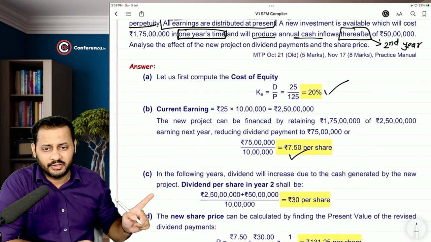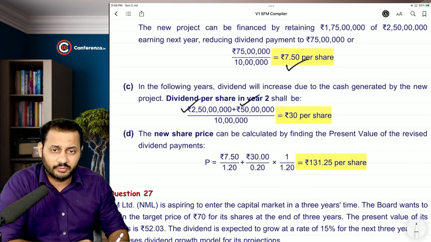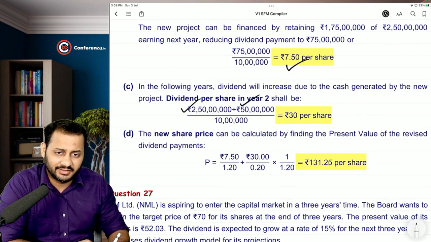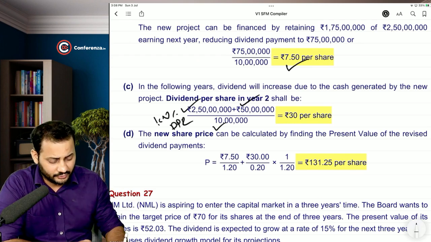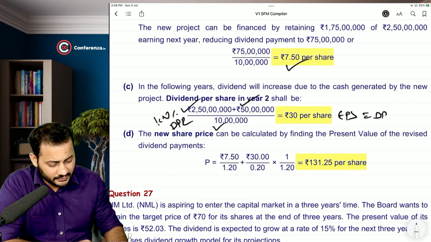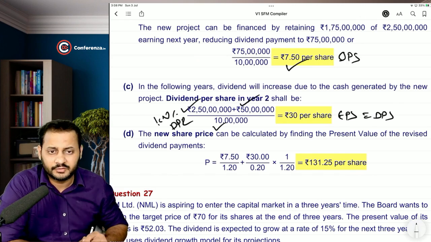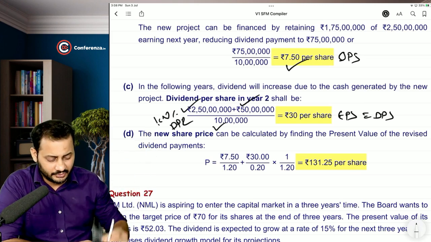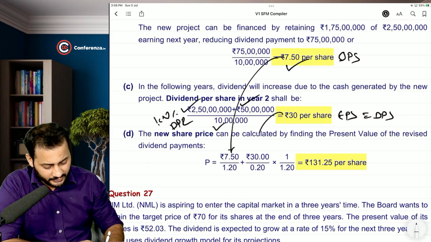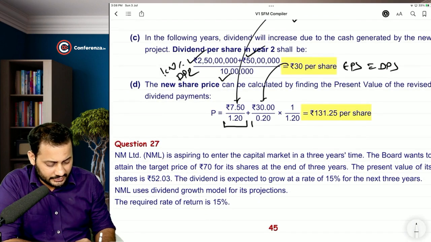Then from the second year onwards, you will be earning 250 lakhs as usual and 50 lakhs from the new project. So the total earning will be 300 lakhs, distributed because you are following 100% dividend payout ratio. So you will be distributing the entire earnings. So EPS will be 30 and DPS will also be 30. In the first year, DPS will be 7.5. So from second year onwards, DPS will be 30 per share. So you will take 7.5, you will take 30. This is the first part and this is the second part.